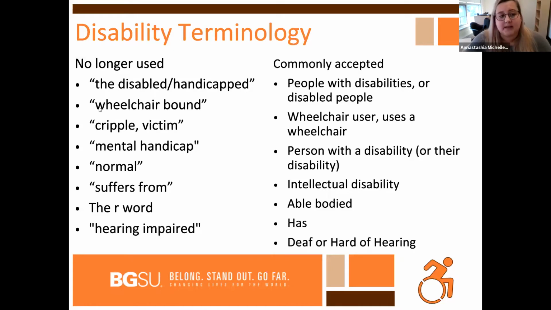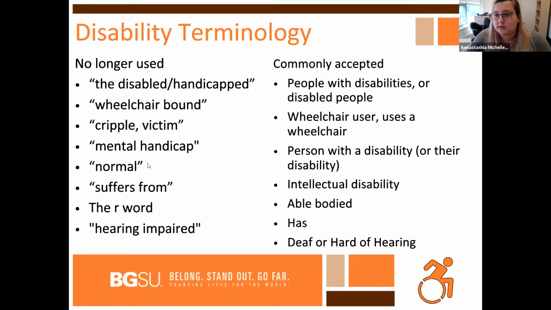Another thing that's a personal pet peeve is wheelchair bound. Nobody is bound to a wheelchair. It's not like they're roped in and can never leave it. People who use wheelchairs lounge on their couches with potato chips and watch Netflix just like the average person. So we just say wheelchair user or uses a wheelchair. Another thing, cripple and victim. Nobody's a victim. They're not suffering from things. They're just a person with a disability or has a disability.